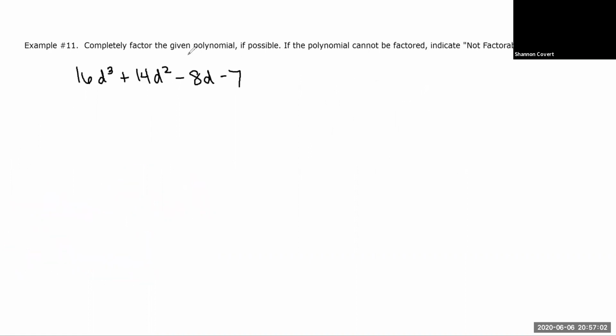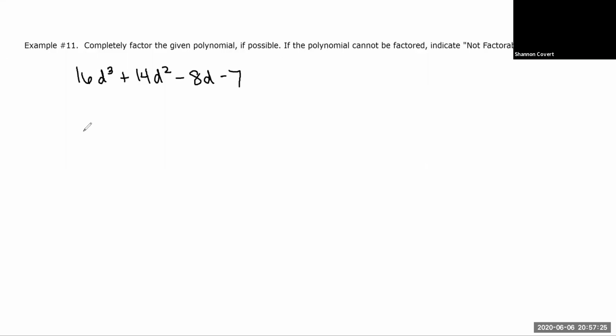All right, here we go. Completely factor if possible again. Now this one has 4 terms, so I'm going to factor by grouping. Don't have to worry about multiplying and finding the 2 factors here. You still have to worry about GCF, so you need to take a look at it. The first 3 are even, but the last one's not. The first 3 have d's, the last one doesn't, so no GCF here.